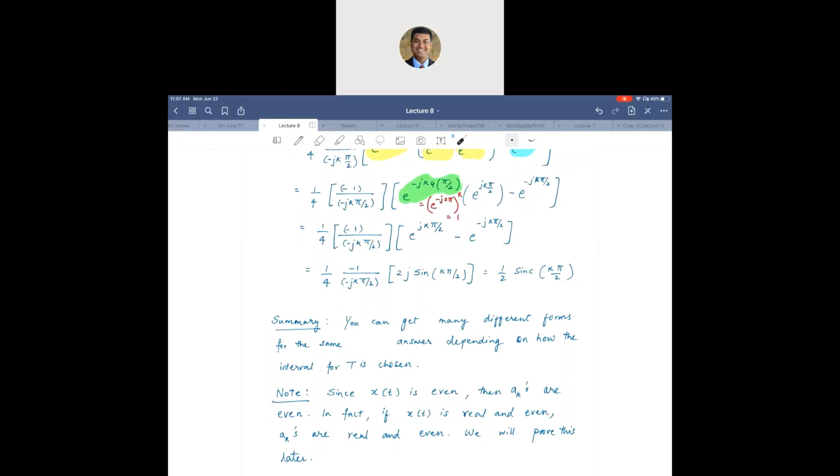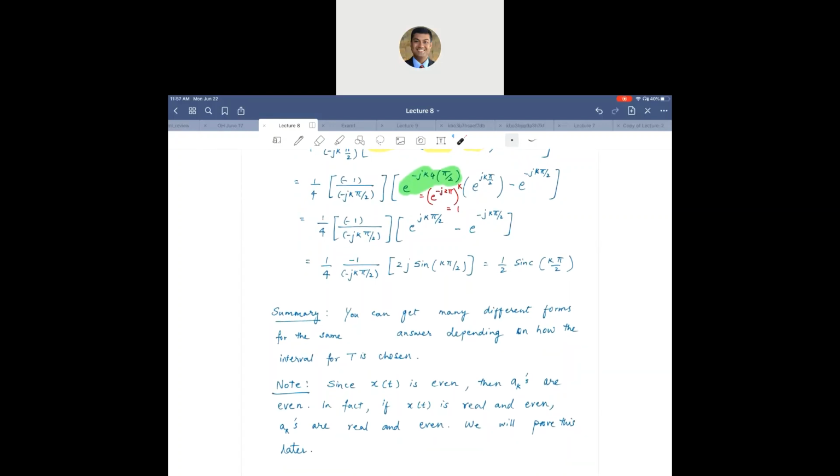In general, my recommendation is choose negative T over 2 to T over 2. If your signal x of t is symmetric, choose a symmetric interval for that time period. This is a symmetry property that we'll prove later: if x of t is even, the Fourier series coefficients turn out to be even. And in fact, if x of t was real and even, your Fourier series coefficients would be real and even. We will prove this later on.